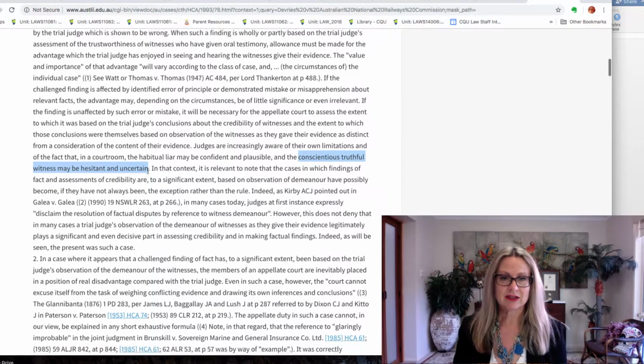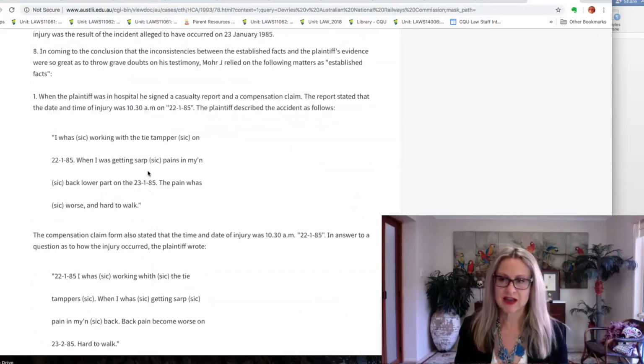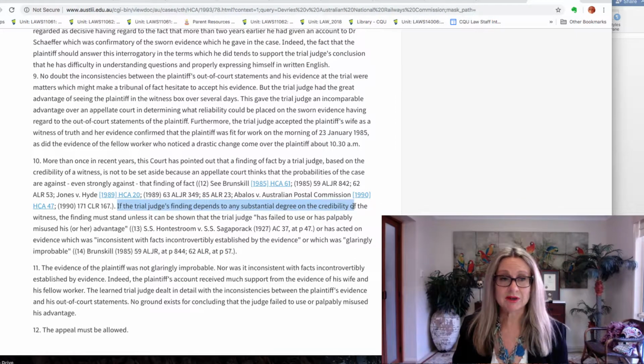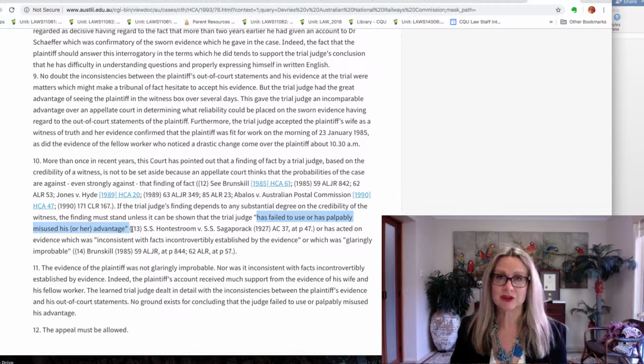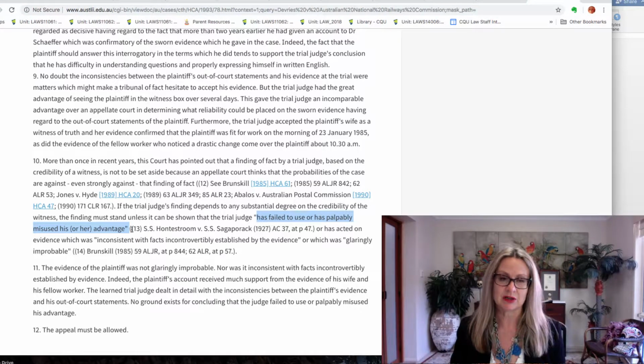Okay, they go down at the very bottom here to say, and this is the other joint judgment, if the trial judge's finding depends on credibility of the witnesses, that finding has to stand unless the trial judge failed to use or has palpably misused their advantage, that is, the advantage in actually seeing the witnesses perform in the witness box, or has acted on evidence which was inconsistent with facts incontrovertibly established, okay, or which was glaringly improbable.